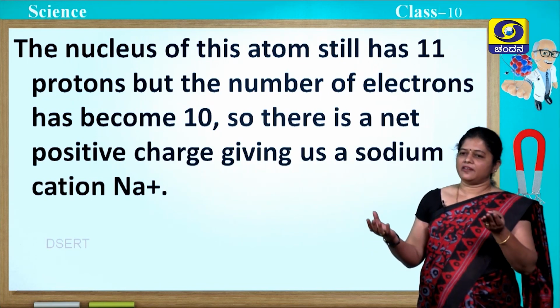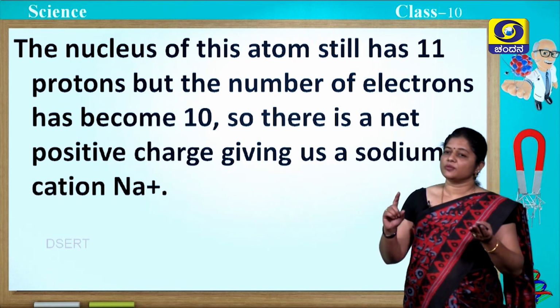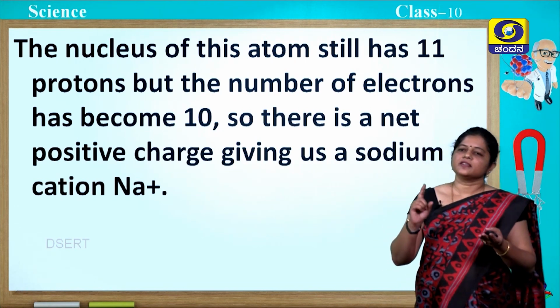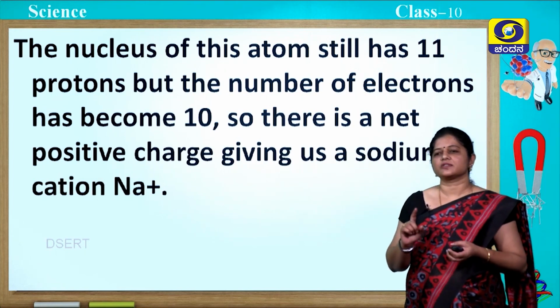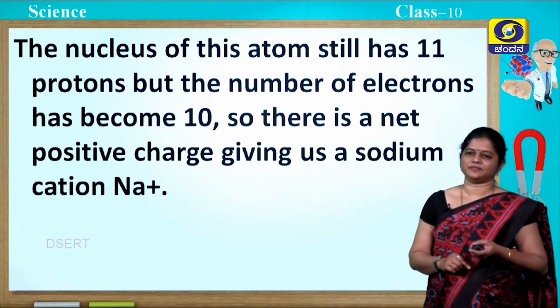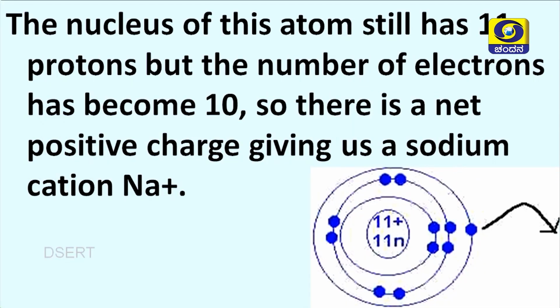So, now 11 plus and 10 minus will give you 1 plus. That is why sodium gains one positive charge. So, it becomes sodium cation. Now, you can see here the electron that the sodium has lost will make the ultimate charge on the atom as Na plus.